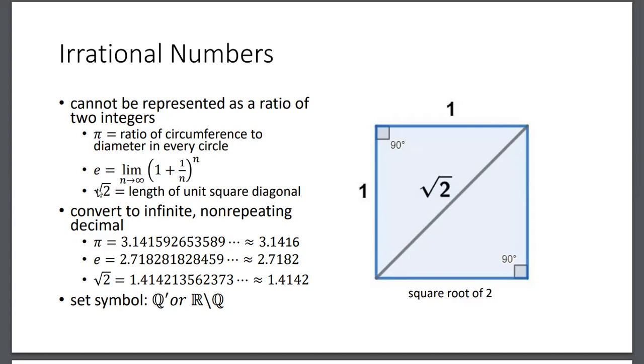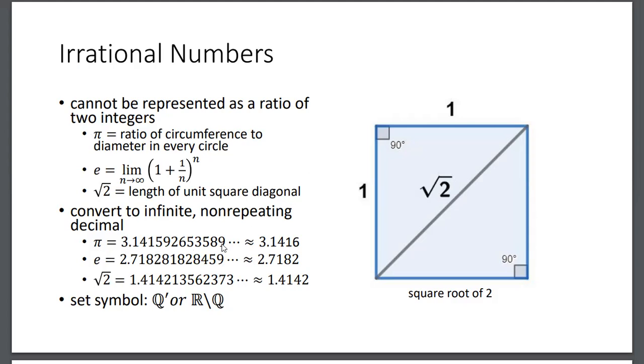Those are all irrational numbers. They cannot be written as a ratio of 2 integers. Converting them to decimal form means they go on forever. They do not terminate and they do not repeat. We did that down here.